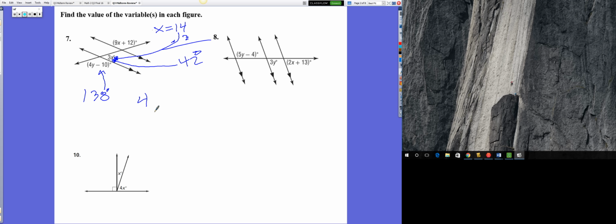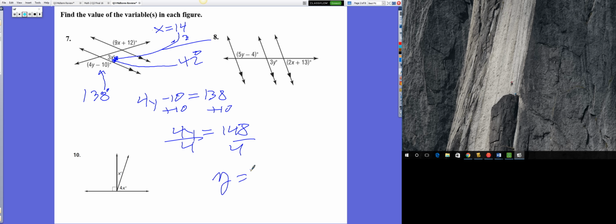So that means my 4y minus 10 has to equal 138. So add 10, add 10. 4y is equal to 148. Divide by 4, divide by 4. Y, 148 divided by 4. Y is 37.